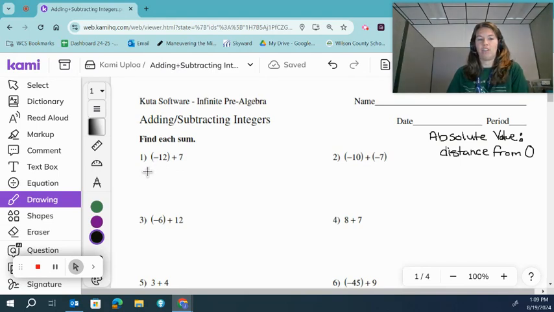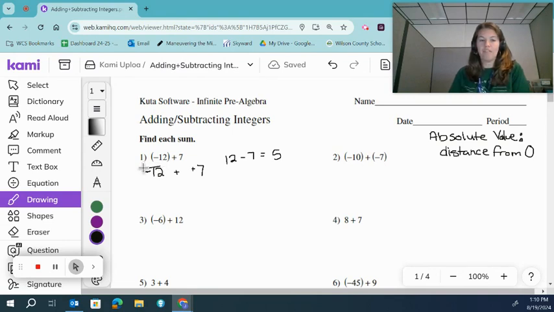I have -12 and I have +7, and they're being added. And they are two different signs. So we have a negative sign and a positive sign being added together. When this is the case, we are going to subtract our numbers. So I'm going to do 12 minus 7, which is 5. And I am going to take the sign of the number with the larger absolute value.